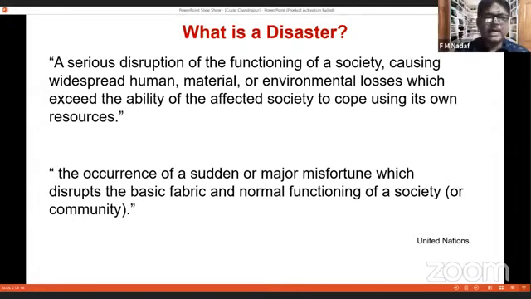The United Nations defines disaster as the occurrence of a sudden or a major misfortune which disrupts the basic fabric and normal functioning of the society. So society functions in a normal way. Whenever something happens suddenly, then the total society is disrupted, the fabric gets disturbed. That state is called a disaster.